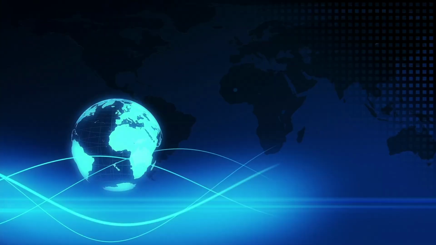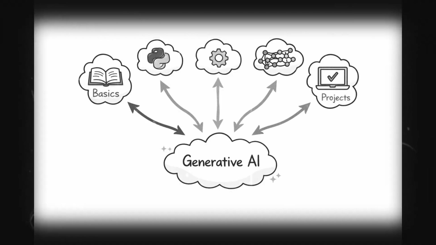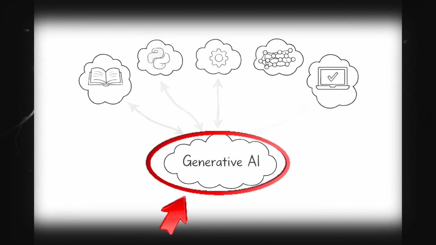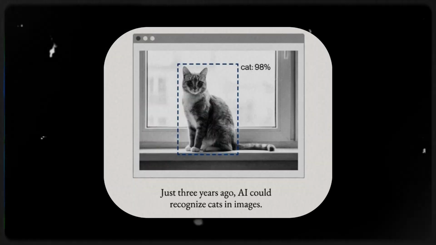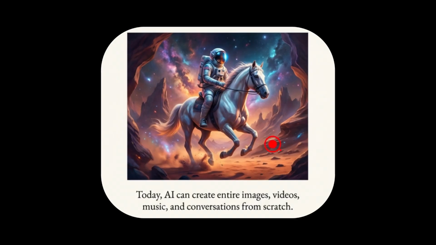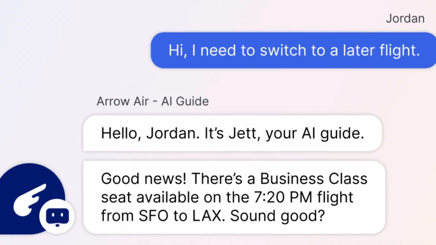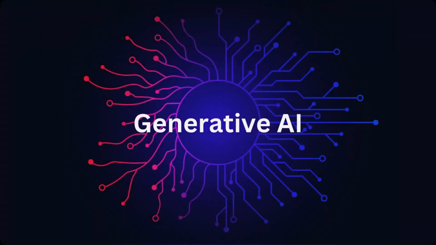This is where you join the present, the cutting edge, the stuff that's changing the world right now as we speak. Everything we've learned so far, it all culminates here in generative AI. Think about it. Just 3 years ago, AI could recognize cats in images. Today, AI can create entire images, videos, music, and conversations from scratch. That's the power of generative AI.